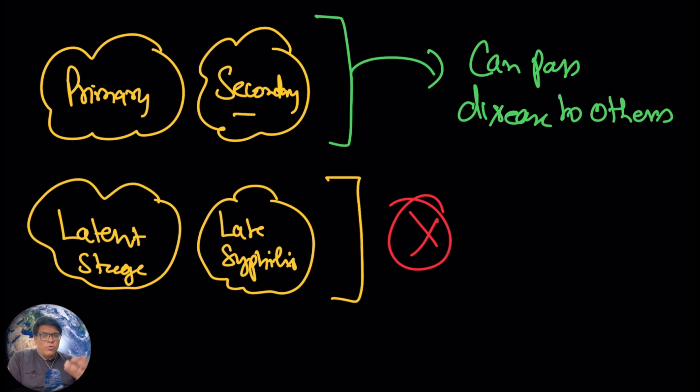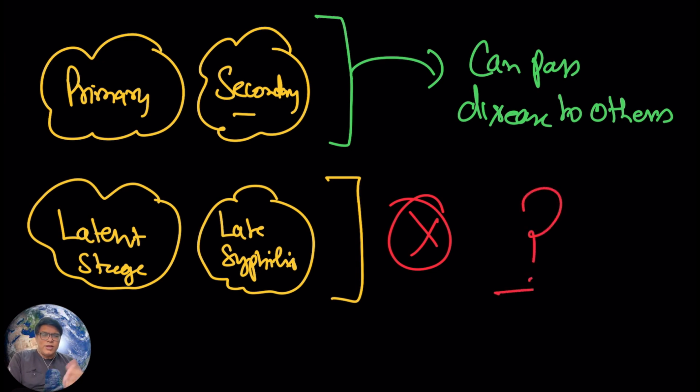Can you tell me why this is? Okay, I would like to know. Just try to figure out, and you have to tell me why the individuals who are suffering in the latent stage or the late syphilis phase are unable to pass the disease through sexual contact. But keep in mind, when the individuals are in the primary stage or the secondary stage, they can pass the infection to others.